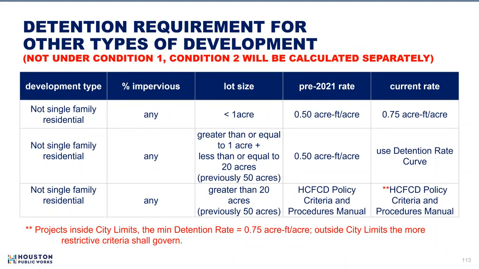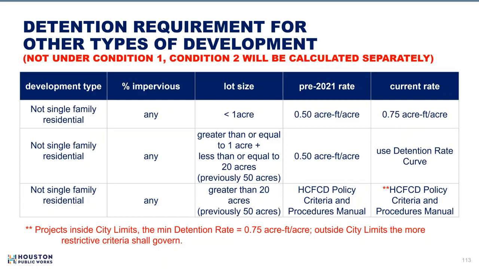Now, if you are not single family residential, so you're commercial, then what do you do? Well, if you are less than 1 acre, it's 0.75. If you are greater than 1 acre and equal or less than 20 acres, then you use the detention rate curve. And the same, if you are greater than 20 acres, then you follow the HCFCD's policy and criteria and procedure manual. So the minimum is still 0.75.